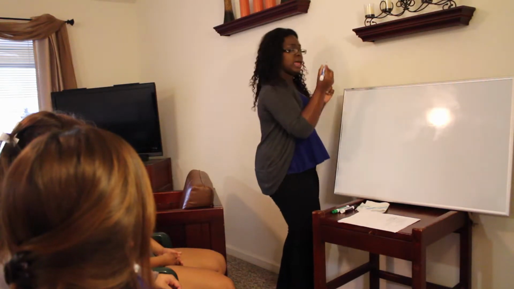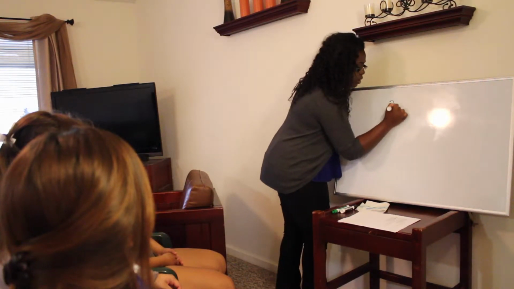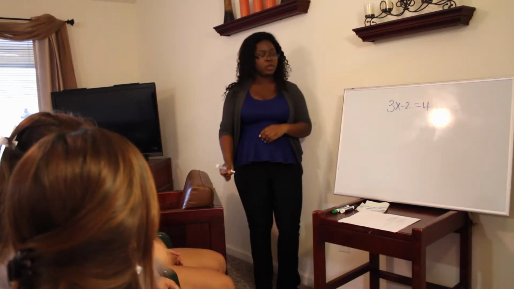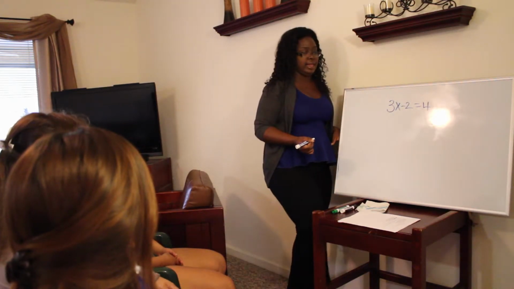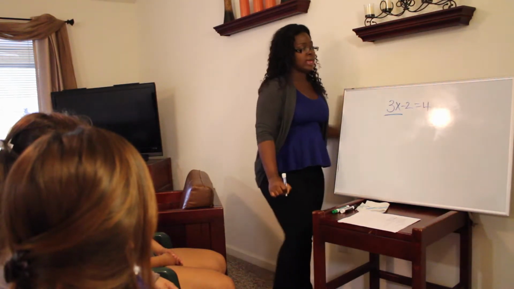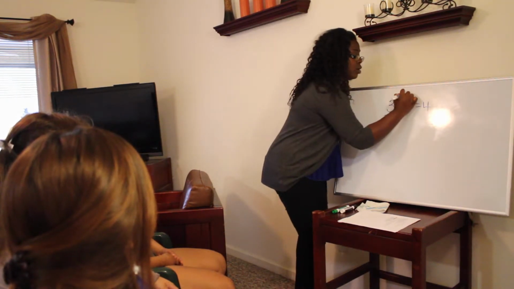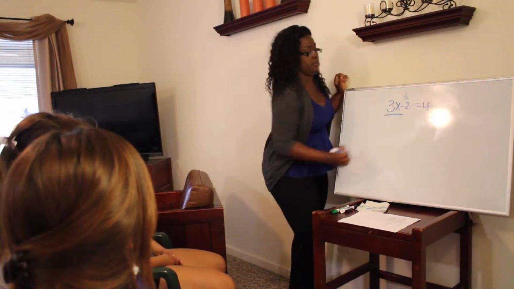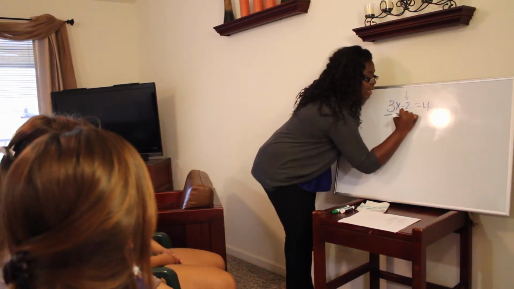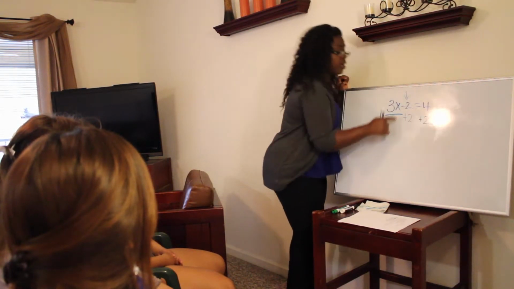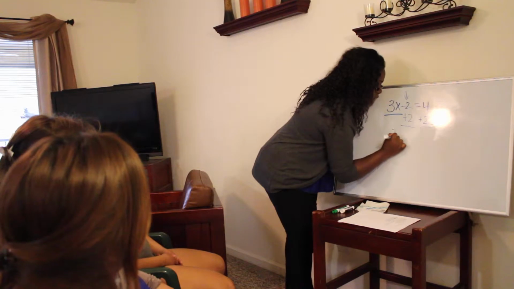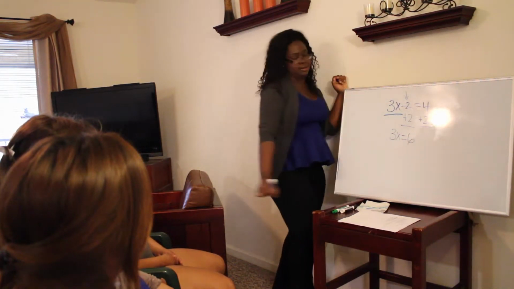Let's say we had 3x minus 2 equals 4. The first step is to isolate the variable. The variable is this thing right here. We isolate the variable by adding or subtracting the constant. Because it's being subtracted here, we're going to add it to both sides because we want the variable by itself. So now we have 3x equals 6.